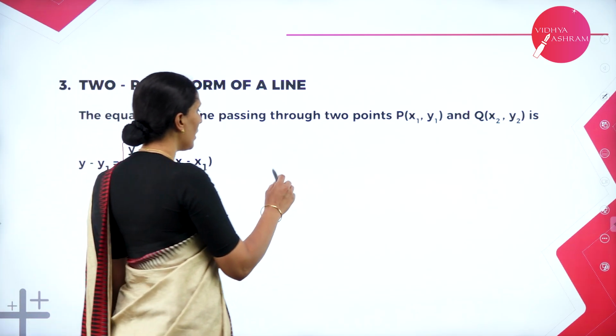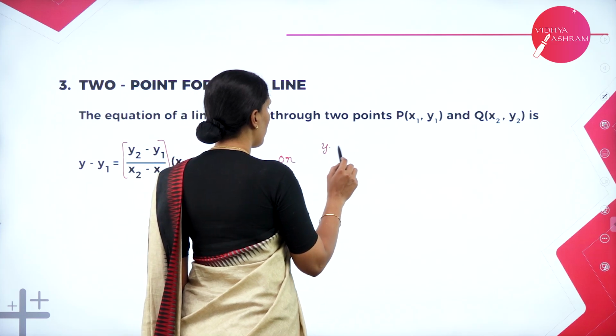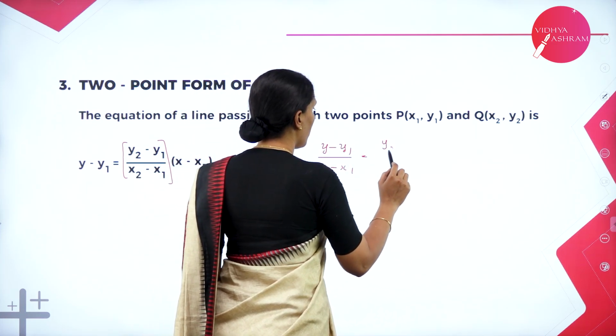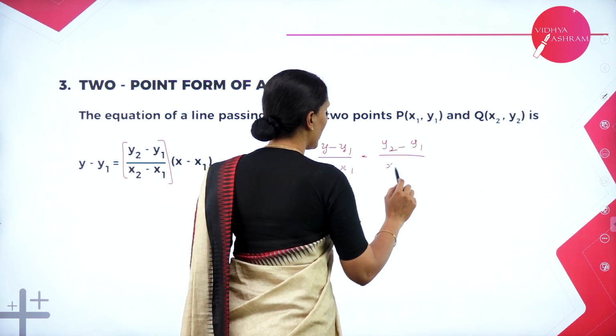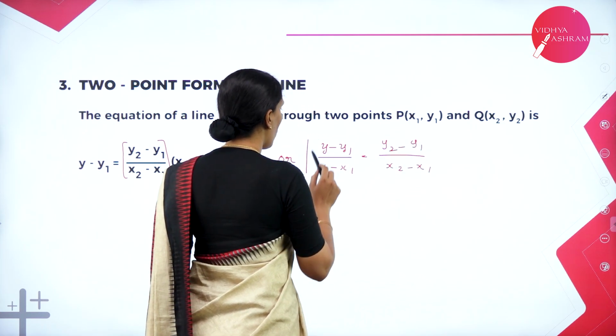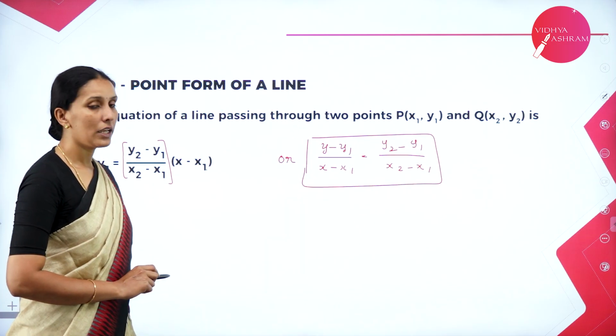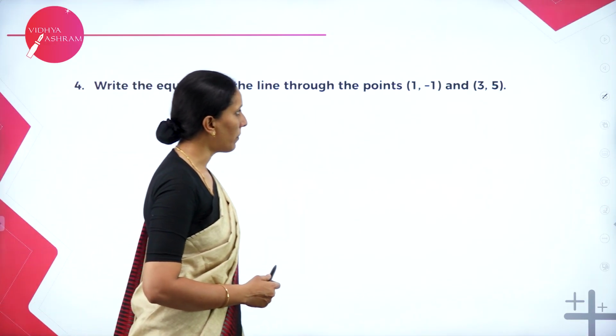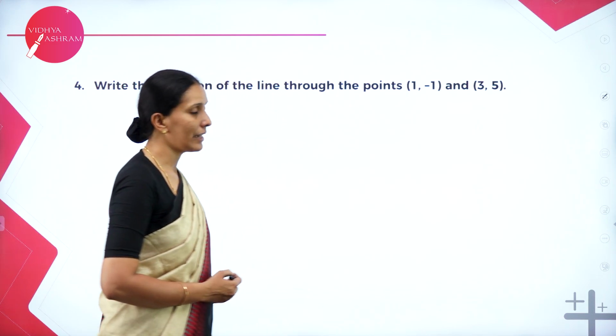The formula can also be written as (y minus y1) by (x minus x1) is equal to (y2 minus y1) divided by (x2 minus x1). So this can also be used to find the equation of a line. Write the equation of the line passing through the points (1, -1) and (3, 5).